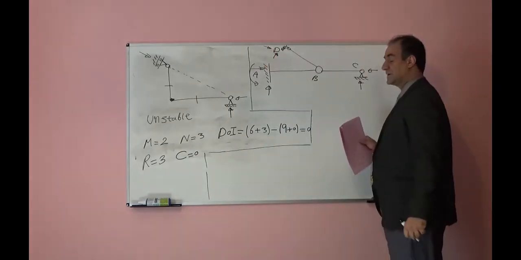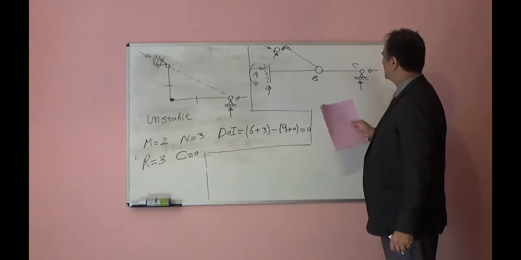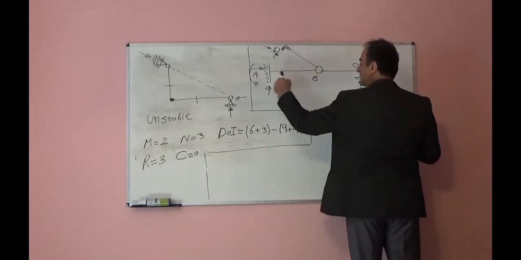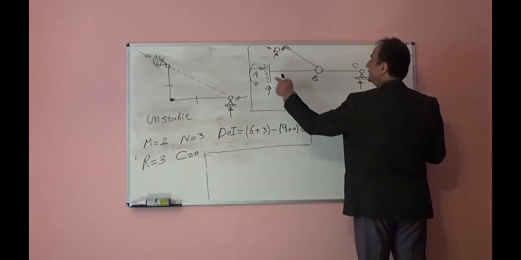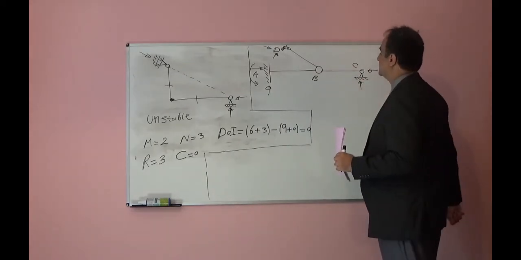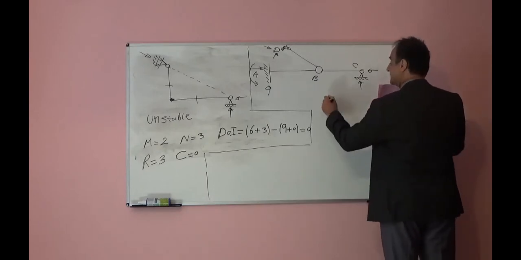The reactions are not parallel, and they are not concurrent at one point. And if you look at it, you see this system is stable, because this cantilever part is stable. We attach BC to AB, because the AB part is stable, it will make BC stable too. BD will be stable as well.